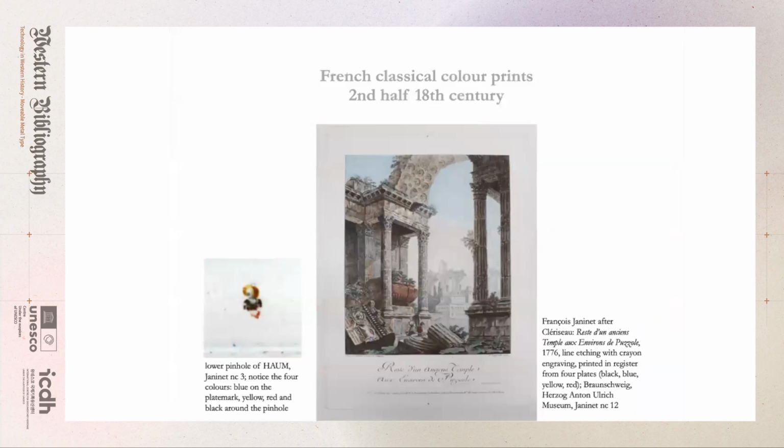Le Blon's process was also responsible for the high quality of French color prints of the second half of the 18th century. The depicted print has dots in the middle of the upper and lower margins. These are pinholes used in the registration of the plates when printing one color over the other on the same sheet. The detail on the left shows blue ink on the plate mark and yellow, red, and black ink around the pinhole.